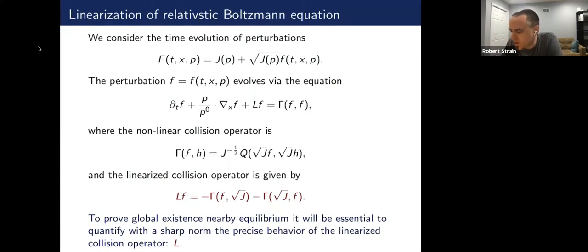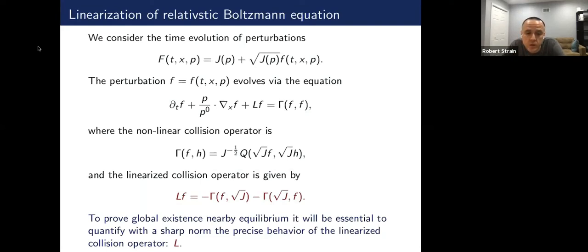So now, but first, before I take that, let me sort of back up a little bit. So you linearize the relativistic Boltzmann equation in the following way. You take f equals J plus the square root of J times lowercase f, and the perturbation lowercase f then evolves according to this equation: dt f plus p over p0 dot grad_x f plus L f is equal to Gamma of f, f, and the nonlinear collision operator is Gamma of f, h, and it can be written this way in terms of Q, and the linearized collision operator then can be written in terms of Gamma like that.